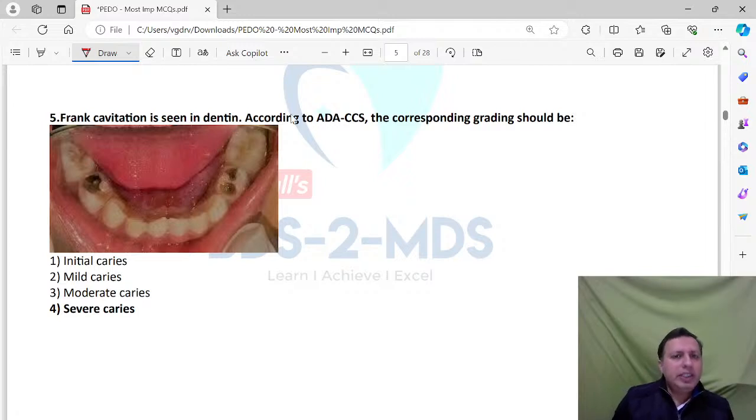Frank cavitation is seen in the dentine. According to the American Dental Association, the corresponding grading should be initial caries, mild caries, moderate caries, and severe caries. So, the answer is severe caries.